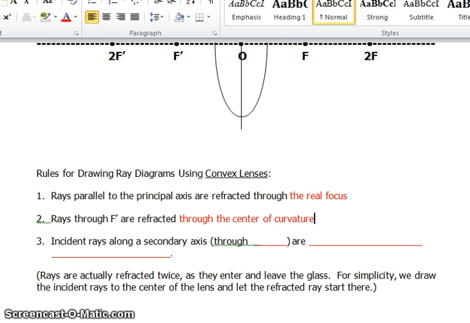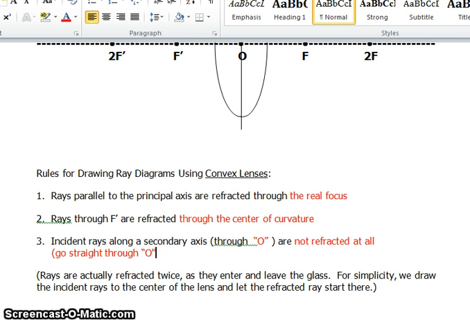Now the third one is the most different from mirrors, and it's also the easiest. For lenses, your third ray is drawn through the optical center, so through O, and it just keeps moving in a straight line. It is not refracted at all. Straight through O.